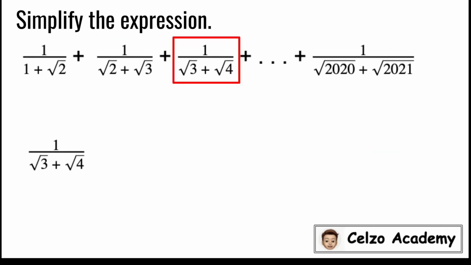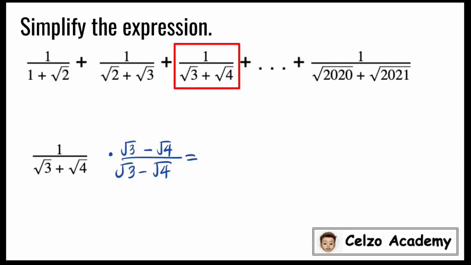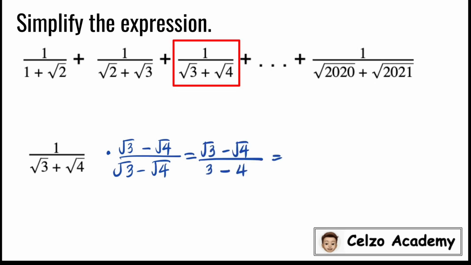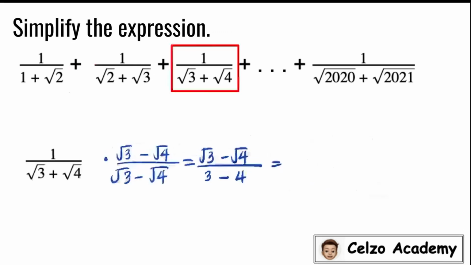Now let's continue with the third fraction, 1 over root 3 plus root 4. The same procedure as with the first two fractions. We need to multiply this fraction by the conjugate of root 3 plus root 4, which is square root of 3 minus square root of 4. Simplifying this, we will have square root of 3 minus square root of 4, and multiplying sum and difference for the denominator, we have 3 minus 4, which is -1. So the third fraction is equivalent to -root 3 plus root 4.